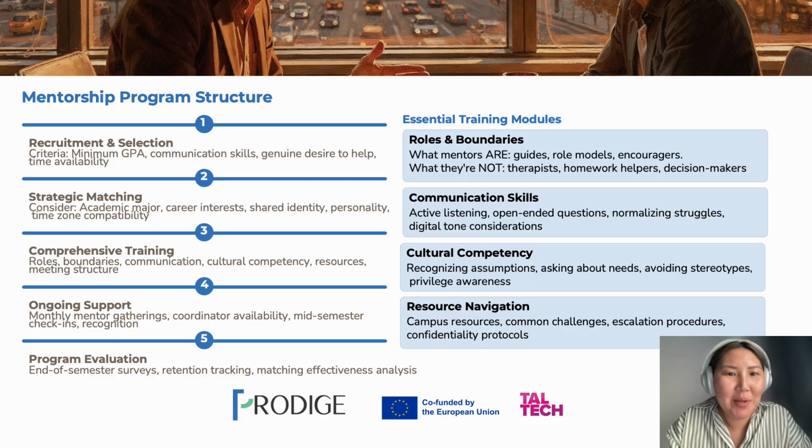So how do you structure a mentorship program? Here are the 5 essential components. One is recruitment and selection. So set criteria: minimum GPA, communication skills, genuine desire to help, and time availability. 2, strategic matching. Consider academic measures, career interests, shared identity markers, personality compatibility, and time zone alignment.